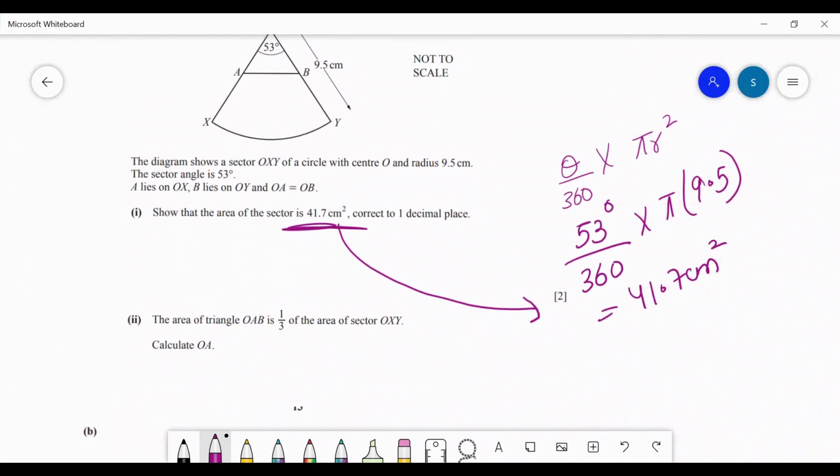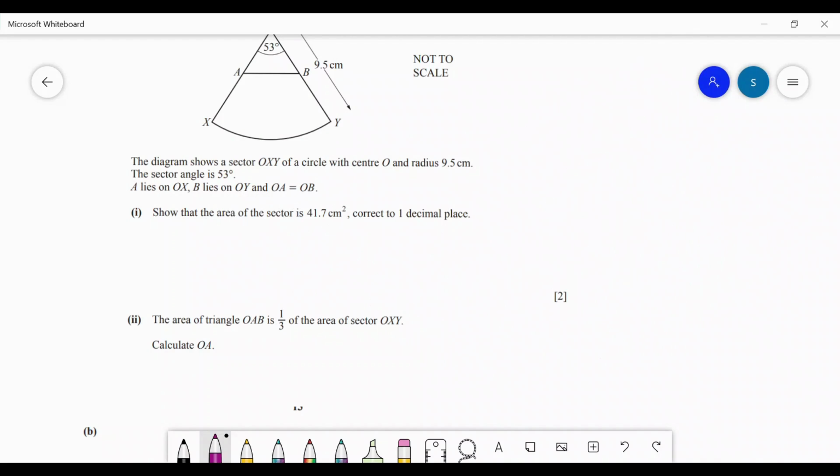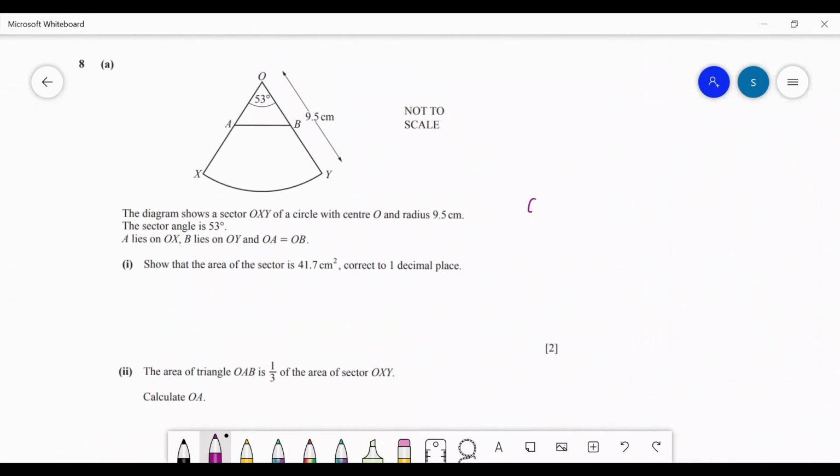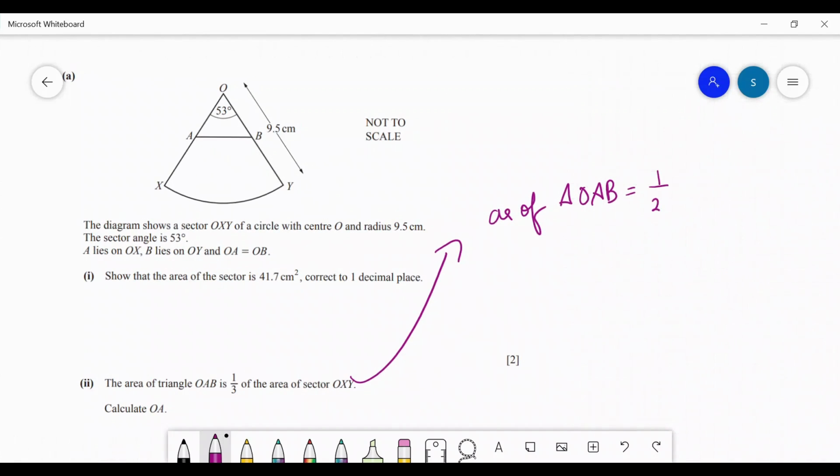Next up, we have the area of triangle OAB is 1/3 of the area of sector OXY. Calculate OA. So let me just write that in a statement here. Area of triangle OAB is equal to 1/3 into the area of sector OXY. The area of a triangle can be written as half bc sine A, which is basically half into two sides and the sine of the angle between them.